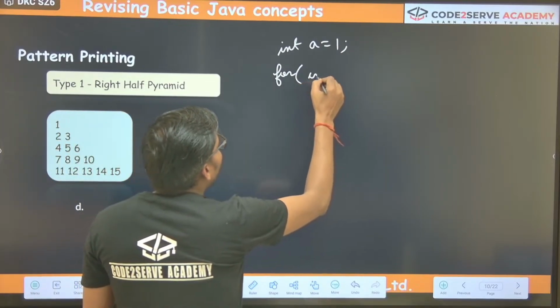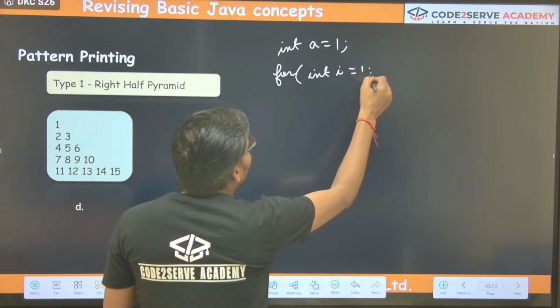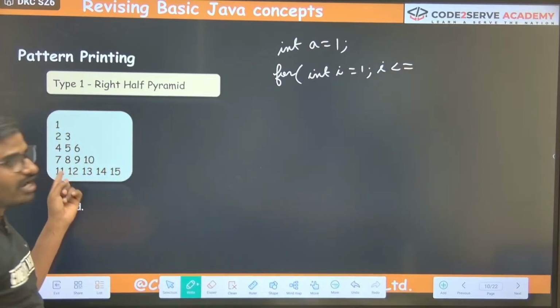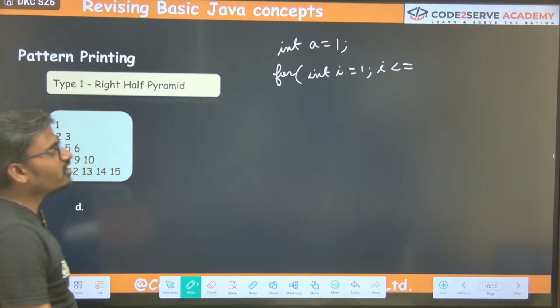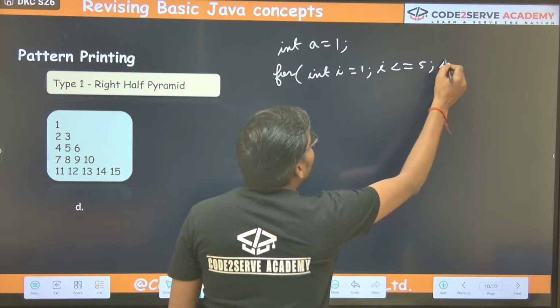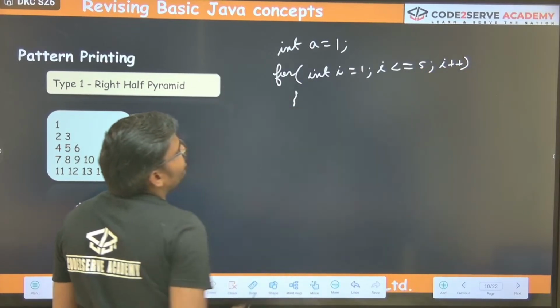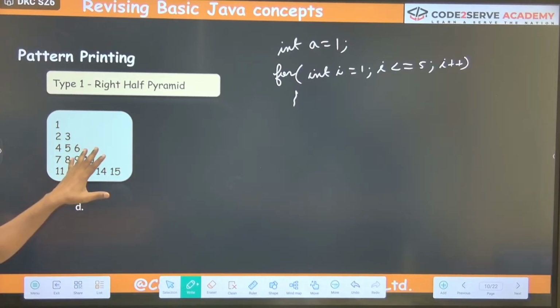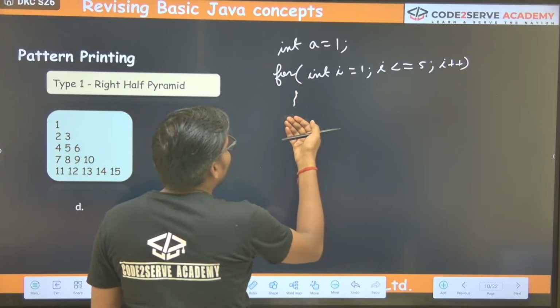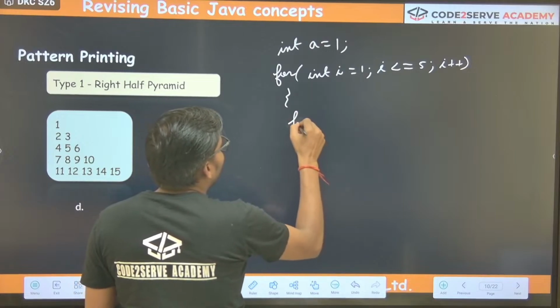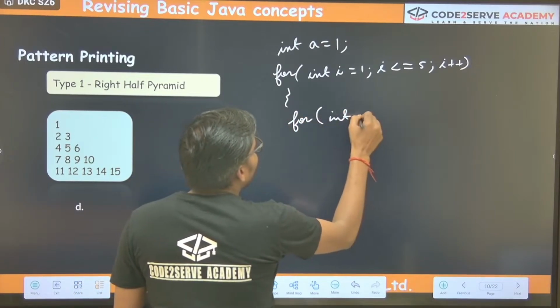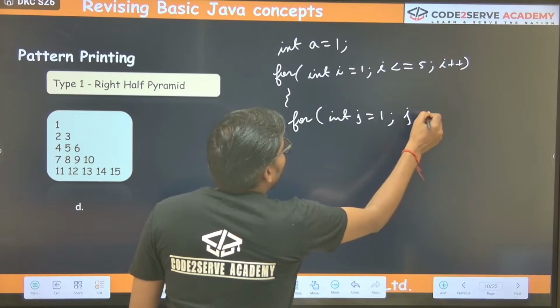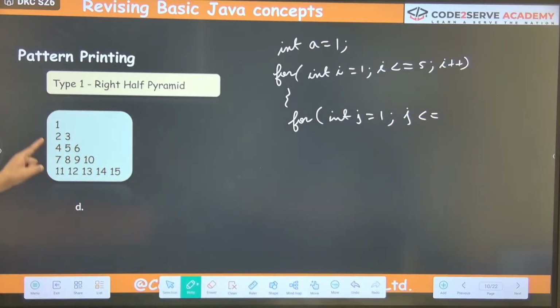Now for int i equals 1, i less than or equal to 5. How many rows are there? 5 rows. So i plus plus. All right. Next, what will be the logic over here? Now we have to control the column. To control the column, we'll write the j part: for int j equals 1. Now always for this type of question, j will be less than or equal to i, not 1.